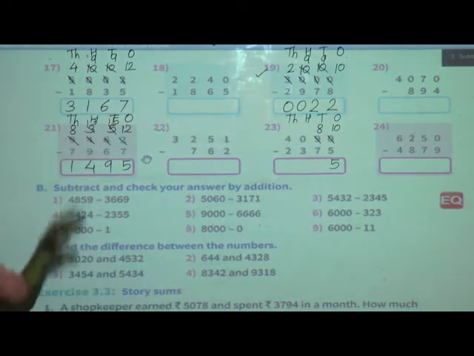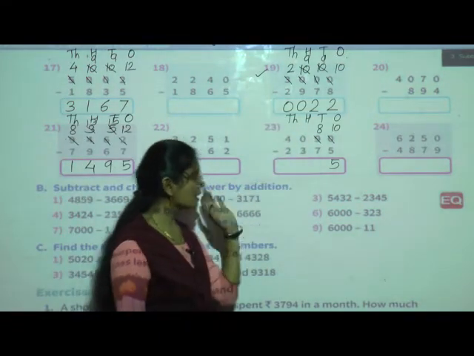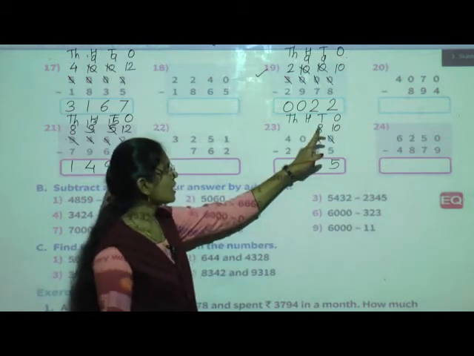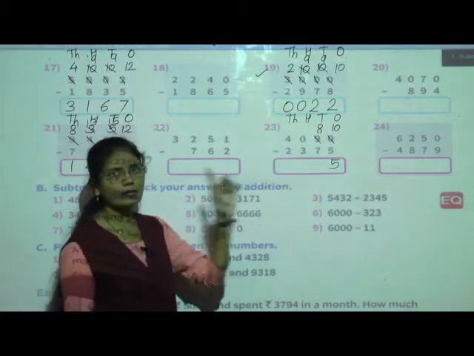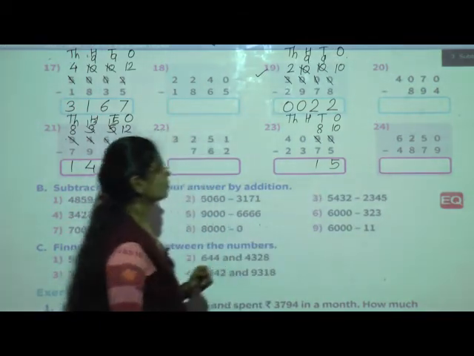Okay. Now see the tens place. In the first number, how many tens are there now? Now there are 8 tens and in the second number there are 7 tens. So do the subtraction. 8 minus 7 is 1. So write 1 at the tens place.